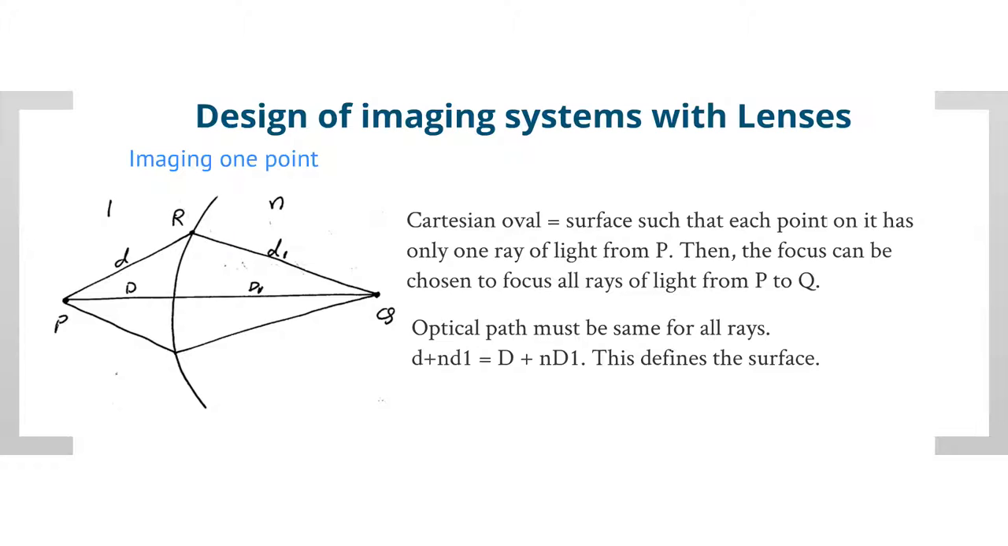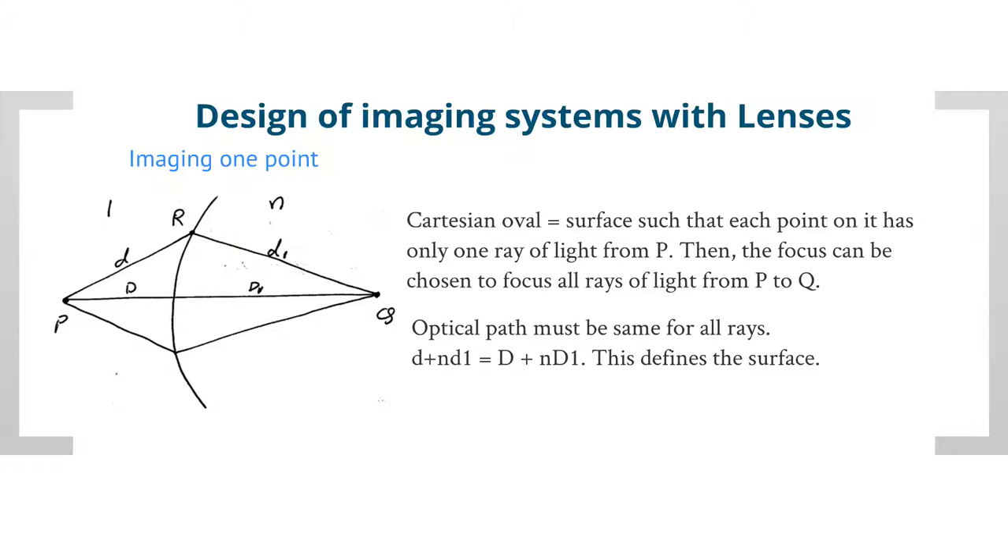What that means is that there is no way I can take another point and make a perfect image of that with one surface. So I don't have enough degree of control. One surface is already defined. The rays from here will do whatever they are supposed to do according to Snell's law, and which may not have anything to do with forming an image.